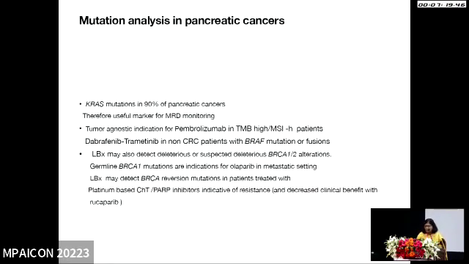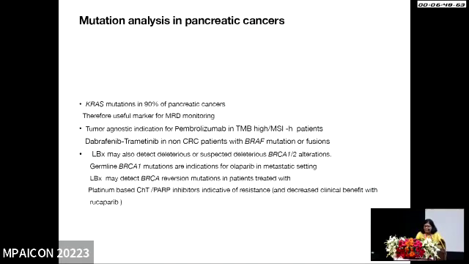So at this point in time, what we know about mutation analysis in pancreatic cancers is that KRAS mutations constitute a significant chunk. It was thought 90%, but now it is seen that it is not as common, but it is a very useful marker for MRD monitoring. Even if you don't have the facility of NGS, at least do a KRAS, that will give you a lot of information. Tumor agnostic indication for pembrolizumab in TMB high or MSI high patients.